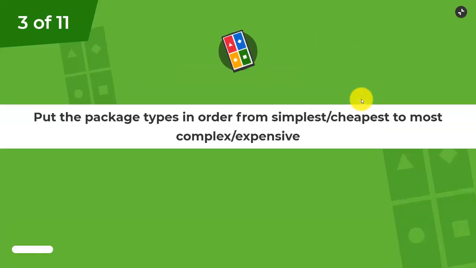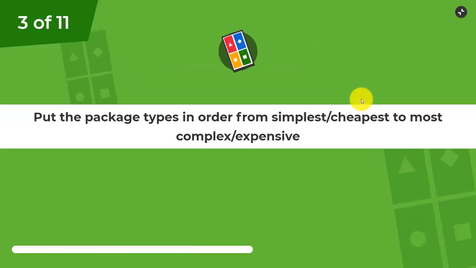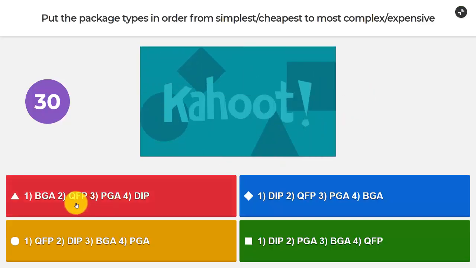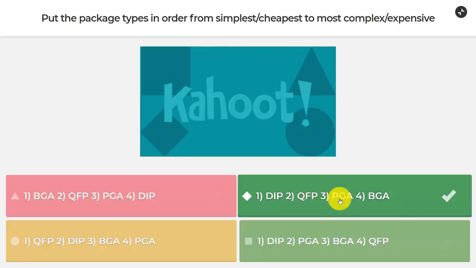Question 3. Put the package types in order from simplest cheapest to most complex expensive. Is the order BGA, QFP, PGA, DIP; DIP, QFP, PGA, BGA; QFP, DIP, BGA, PGA; DIP, PGA, BGA, QFP? Well, I think it's going to be DIP, QFP, PGA and then BGA.